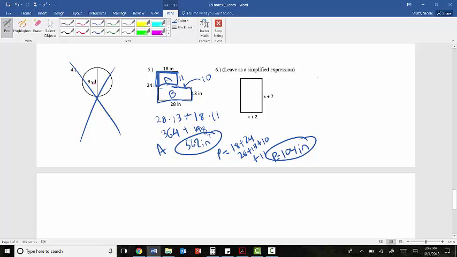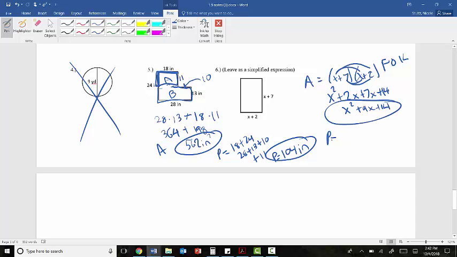Last but not least, in this problem, remember area means length times width. So x plus 7 times x plus 2. Now you guys should have learned last year that you need to do this little thing called FOIL. So you kind of distribute the x to the second parentheses, and that gets you x squared plus 2x. And then you distribute the last item, 7, and you get 7x and 14. And then you're supposed to combine like terms, so you get x squared plus 9x plus 14.